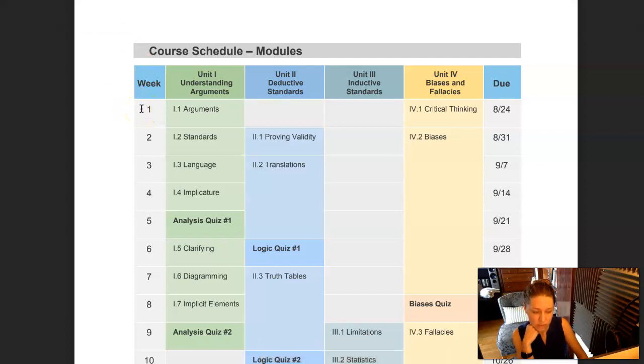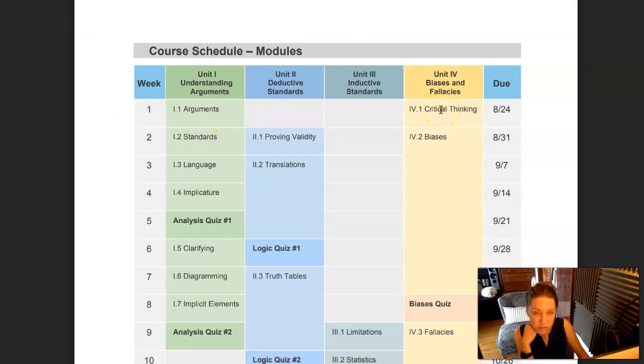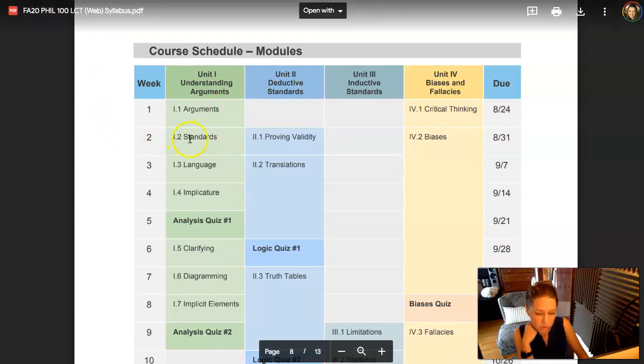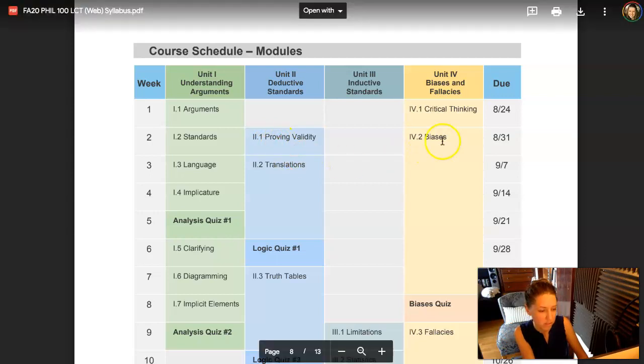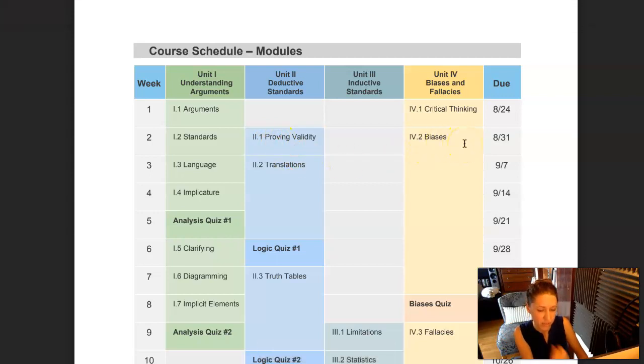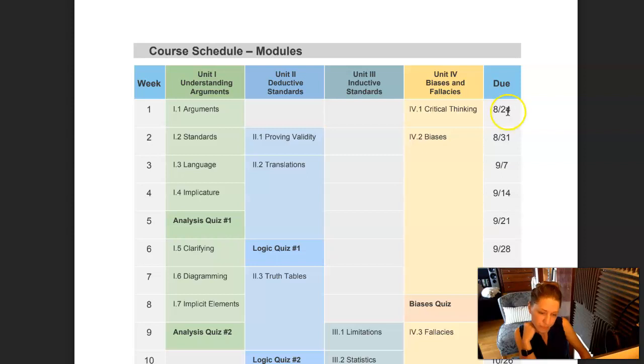For week 1, we're going to focus on Unit 1, what is an argument, and Unit 4, what is critical thinking. And for week 2, we'll focus on what are the standards for evaluating argument, what does it take to prove validity, a very high standard for evaluating arguments, and we'll introduce cognitive biases for the first time. Okay, so that's why there's more than one thing in a row. And then at the end of the row, we've got a due date. That's when the homework associated with these modules is going to be due.